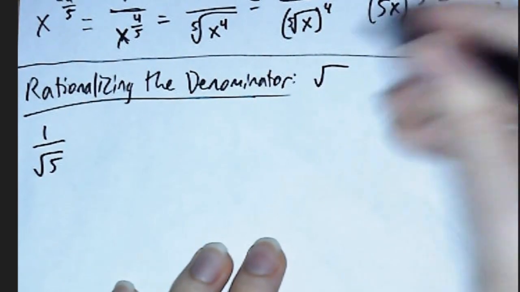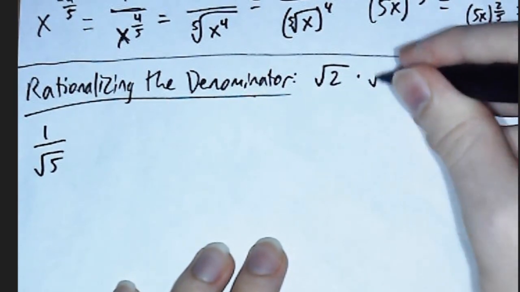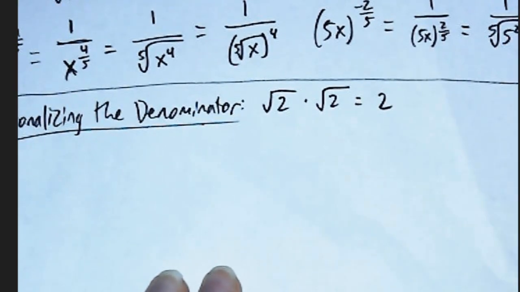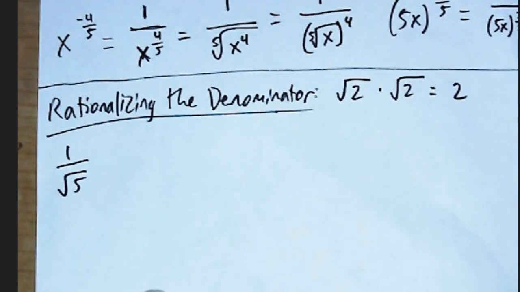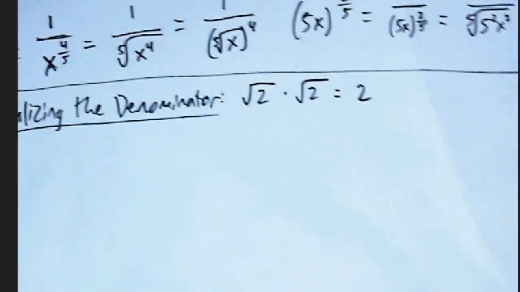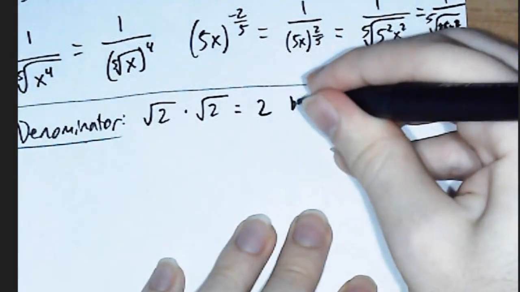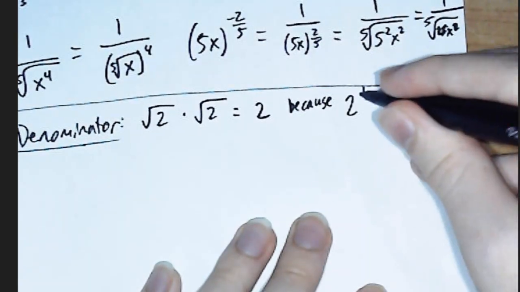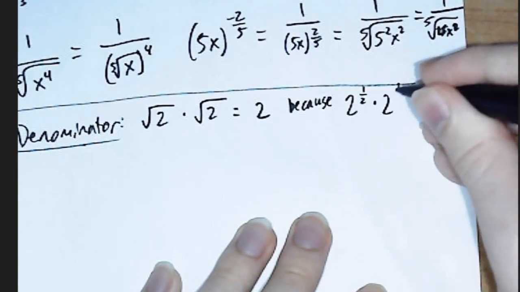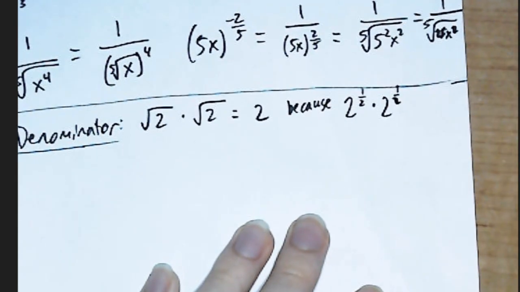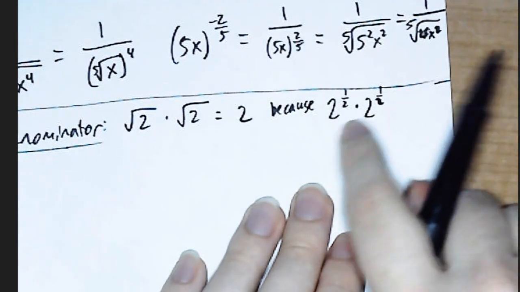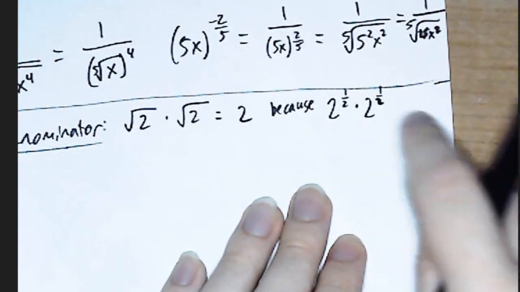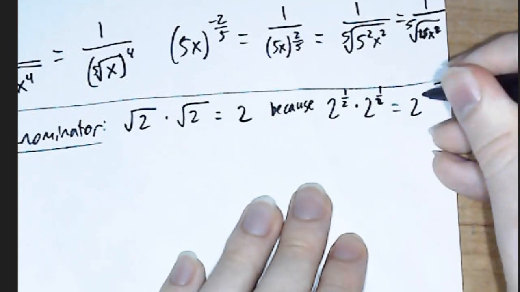If you have a square root of something and you multiply it by a square root of that same thing, you end up with whatever's underneath. The reason why, and I'm actually going to write this out, is because the square root of 2 is 2 to the 1/2. And so we have 2 to the 1/2 times 2 to the 1/2. When we multiply two expressions with the same base and different exponents, we add the exponents together. So 1/2 plus 1/2 gives us 2 to the 1st.